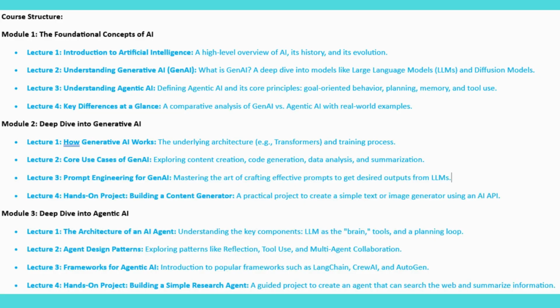This course is divided into five modules. Module 1 is related to the foundational concepts of AI, and there are four lectures. Lecture 1 is Introduction to Artificial Intelligence. Lecture 2 is Understanding Generative AI, and lecture 3 is Understanding Agentic AI. Lecture 4 is Key Differences at a Glance.